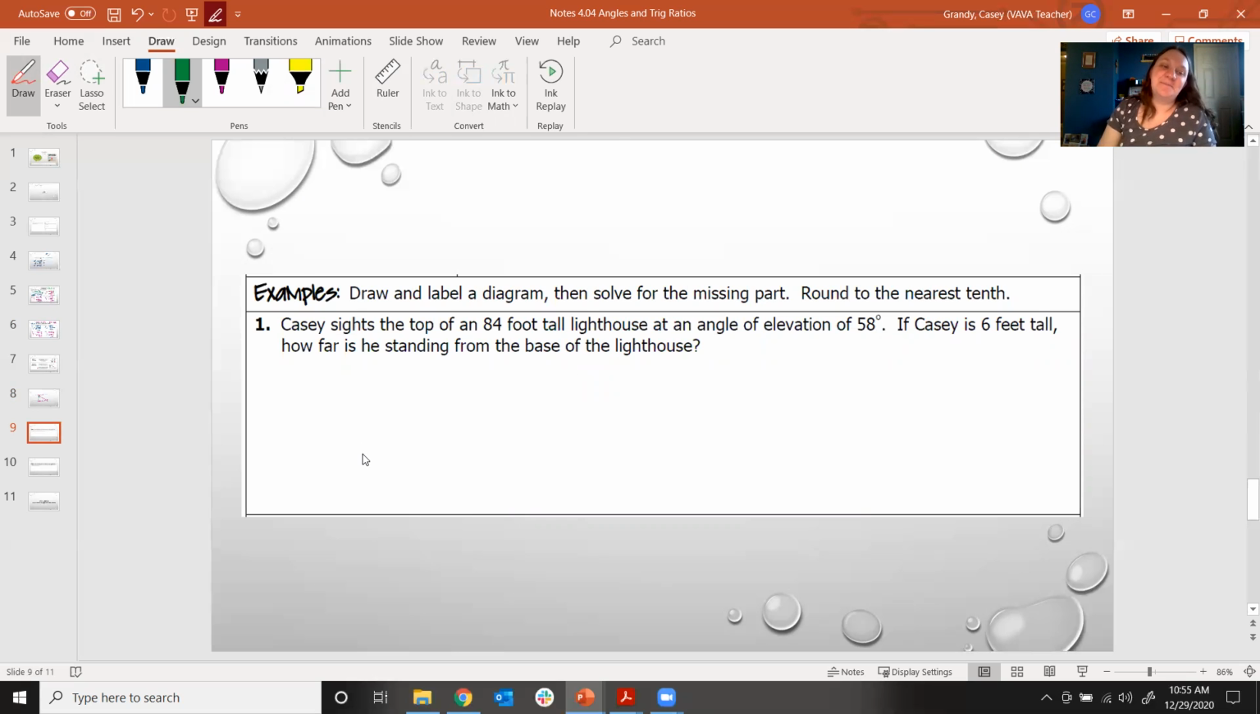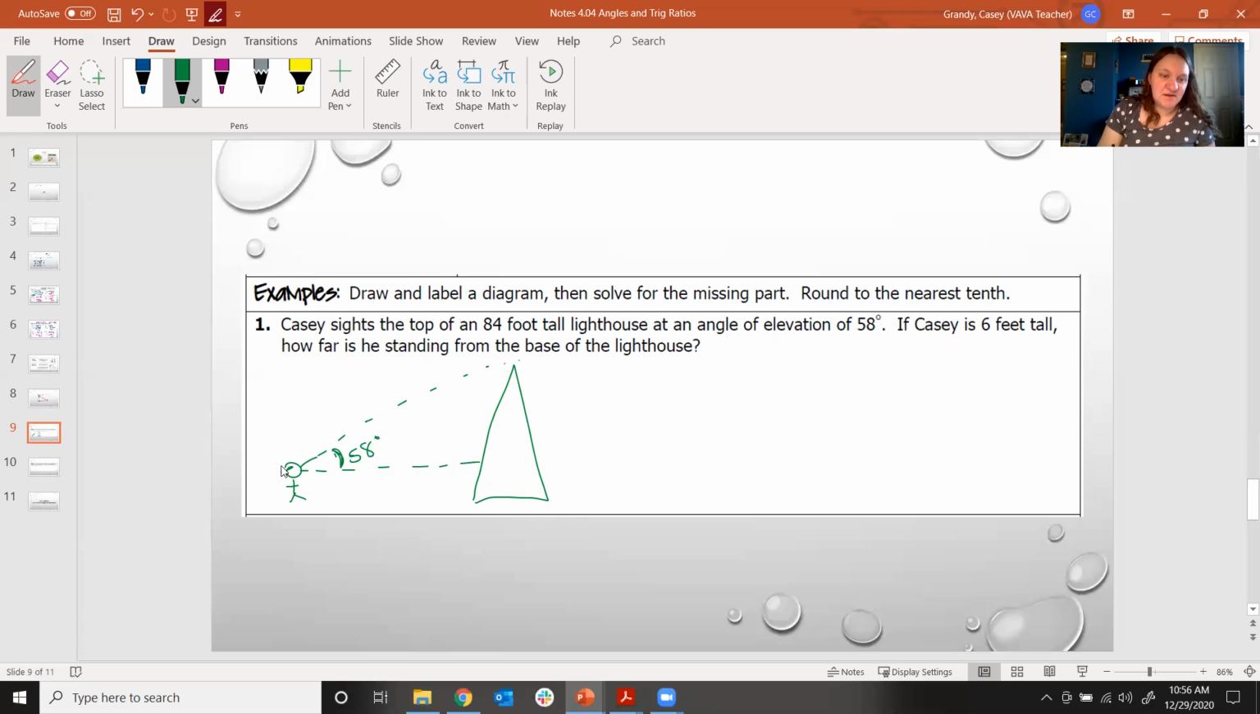Okay. So Casey sights the top of an 84-foot lighthouse at an angle of elevation of 58 degrees. Okay, so here's Casey. Here's our lighthouse. I can't draw a lighthouse. This is my lighthouse. Okay, it says angle of elevation. So Casey looks straight out and then looks up. So here's my angle of elevation. It's 58 degrees.